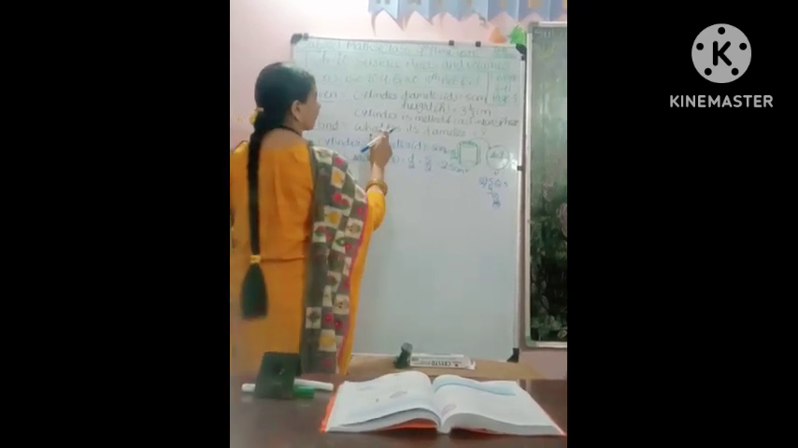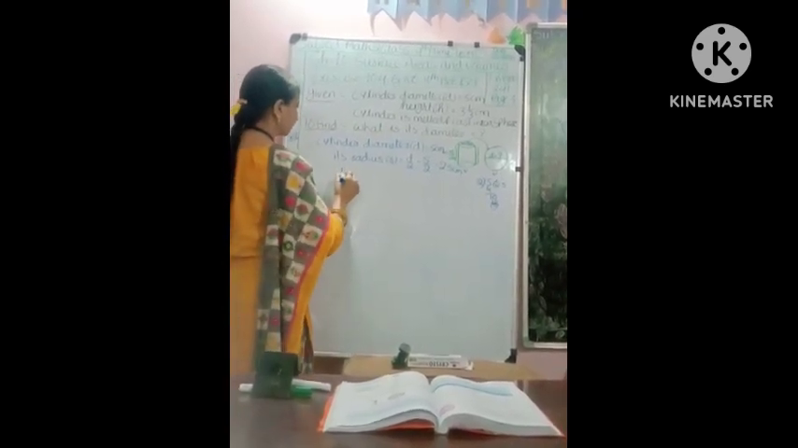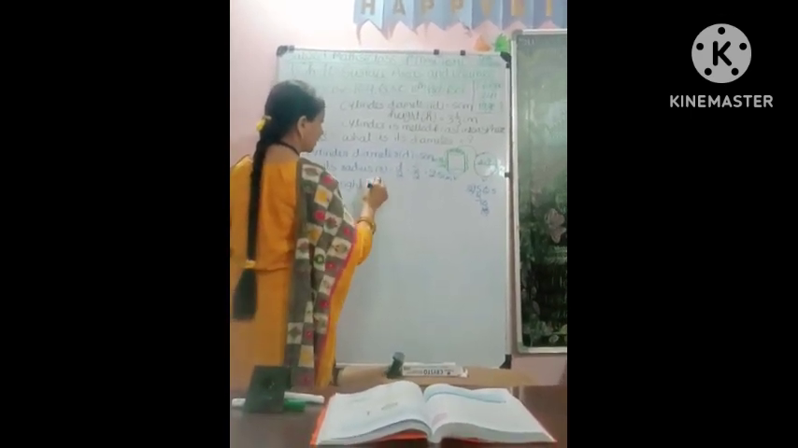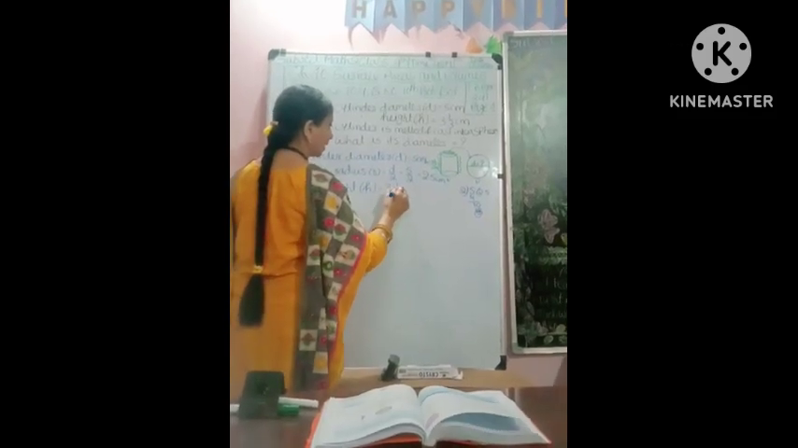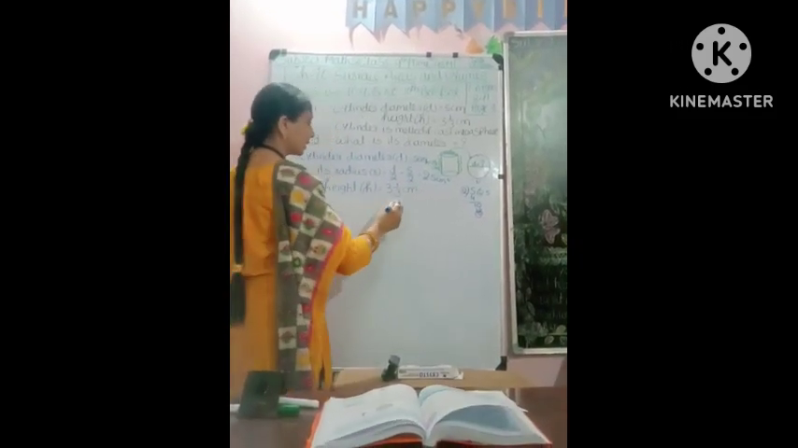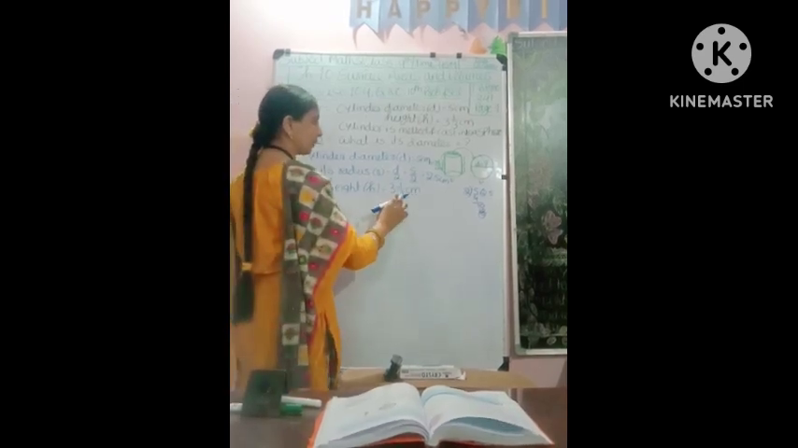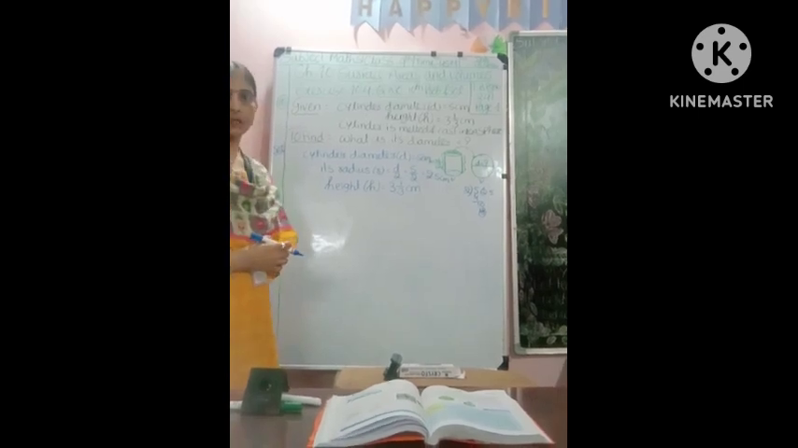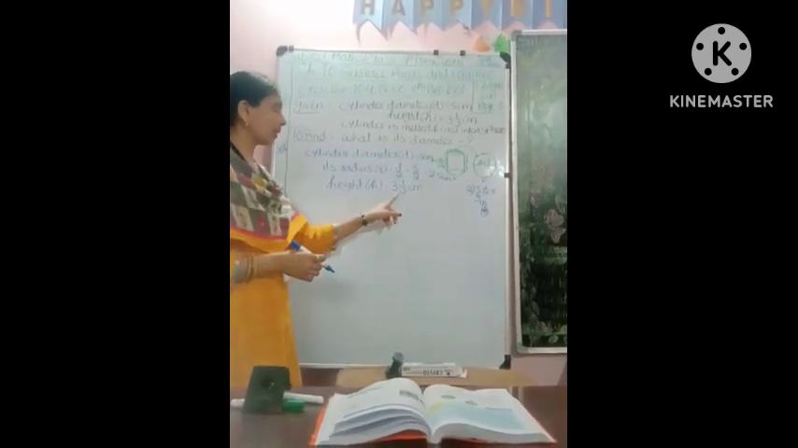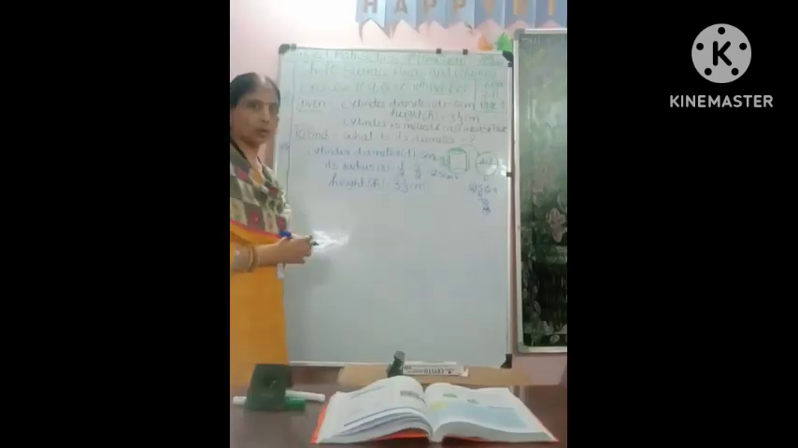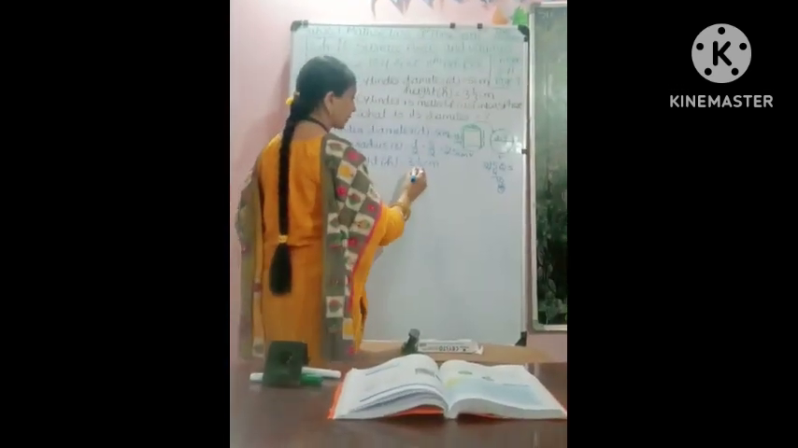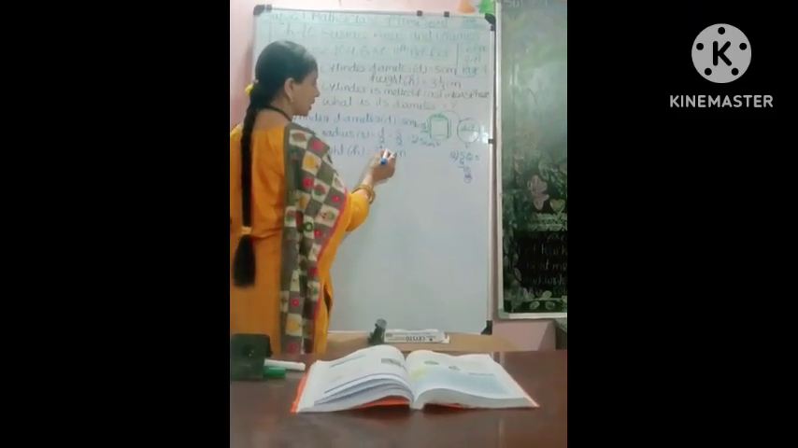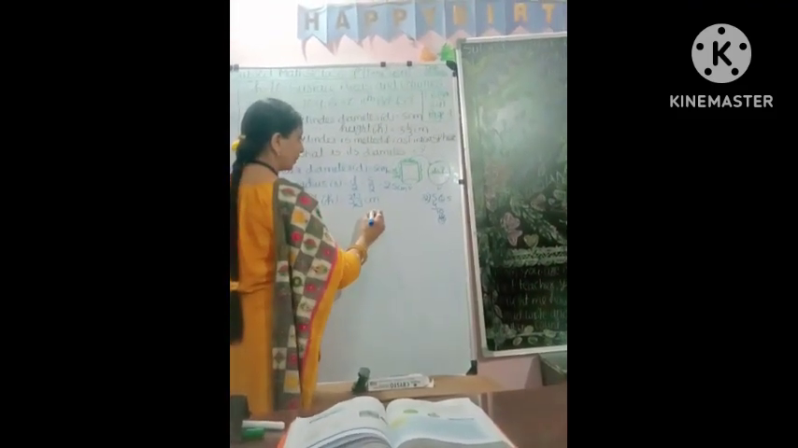Next, height is given, that is 3 1/3 centimeters. This is a mixed fraction. First, the mixed fraction is converted into an improper fraction. You already learned that process in the previous grade. How to convert? The product of these two plus 1, over the denominator.